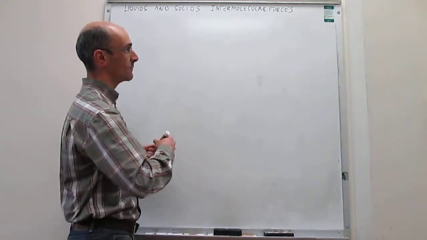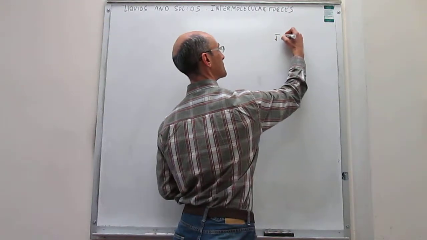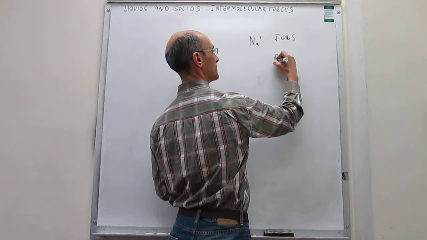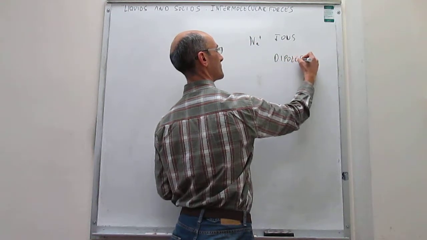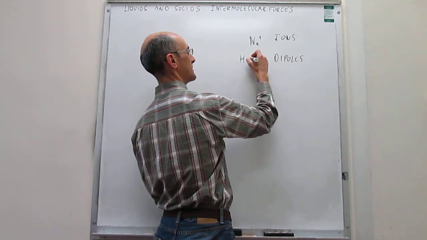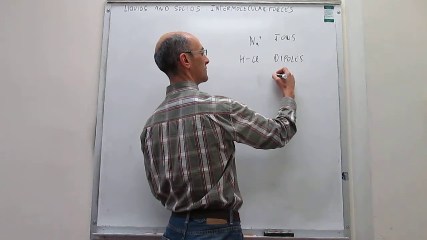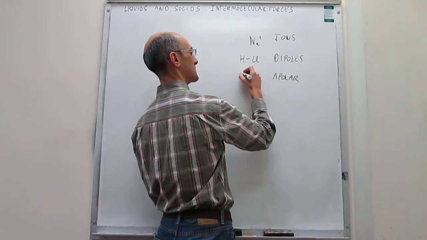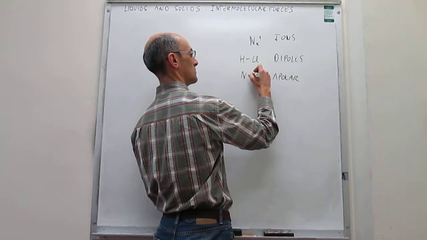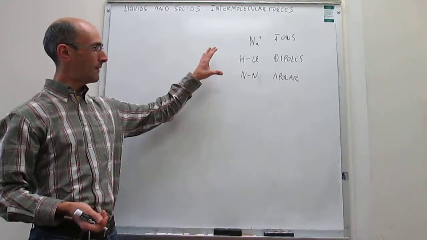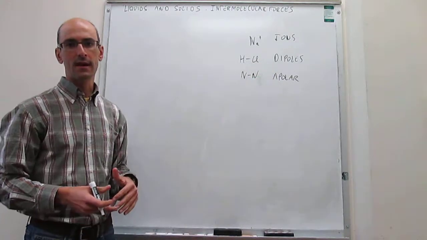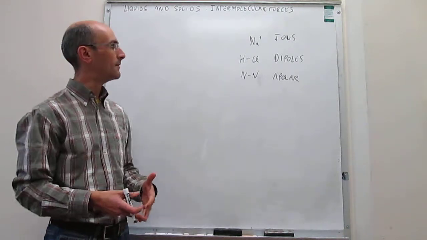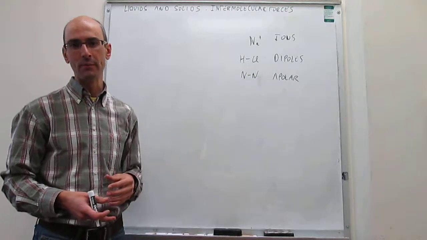In general, those can be either ions, like for example Na+, or they can be dipoles, such as for example HCl, or perhaps they can be apolar, such as N2. These are the main classes of particles or molecules that you can have in a liquid or a solid according to the electrostatic properties that they have.